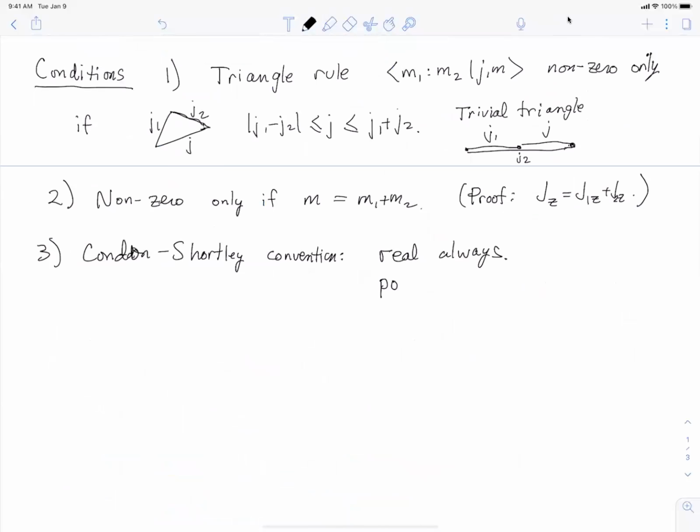Okay, so that just tells you that you can always pick them real, and so we do in the Condon-Shortley convention. But also we can choose some of them to be positive, and this amounts to saying that they're positive when m equals j. In other words, when m is the largest possible value it can be, that's the first one we encounter in our algorithm. We choose that to be positive, and then anything else, its sign is going to be determined by that.